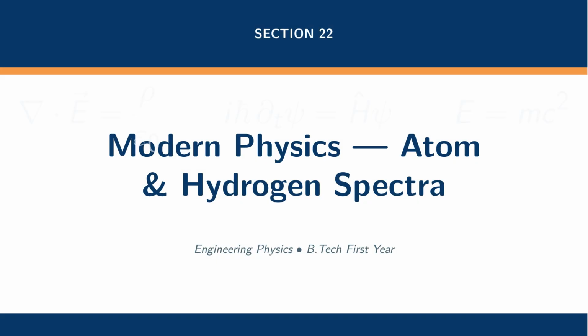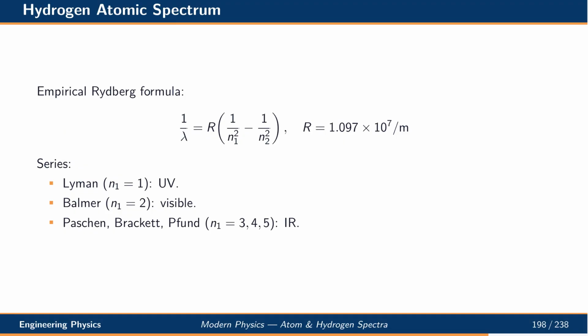We now move into modern physics, beginning with the structure of the atom and the hydrogen spectrum, where quantum mechanics found its first success. The hydrogen atom emits and absorbs light at a discrete set of wavelengths. These wavelengths are described by the empirical Rydberg formula, which involves the difference of inverse squares of two integers and the Rydberg constant. The spectrum is grouped into series.